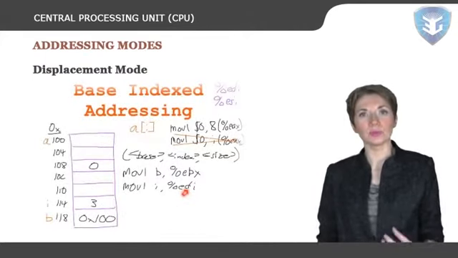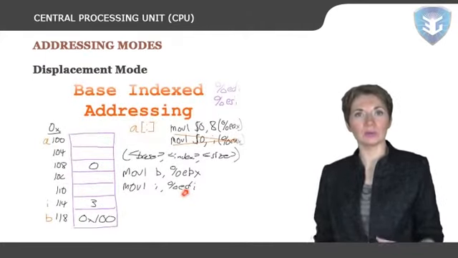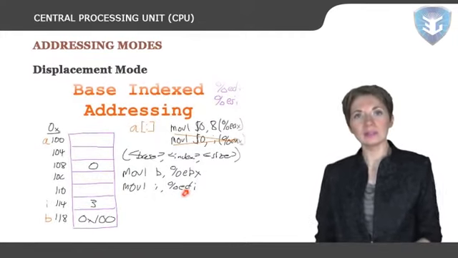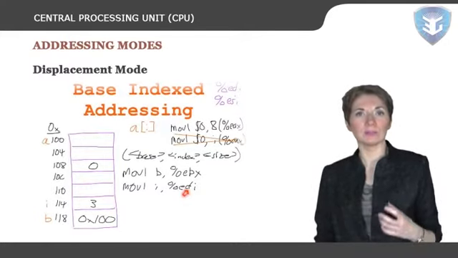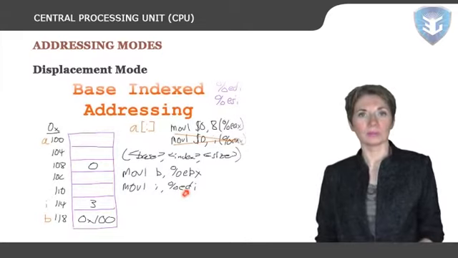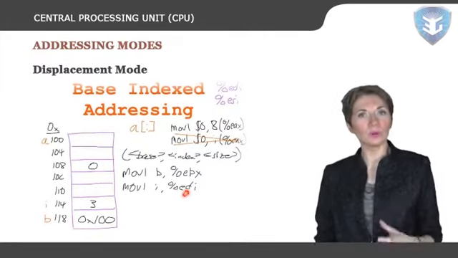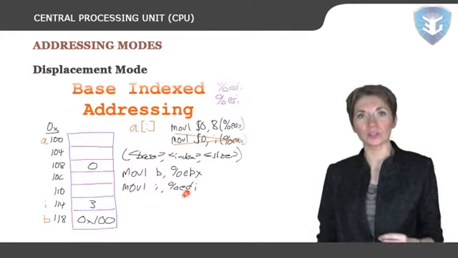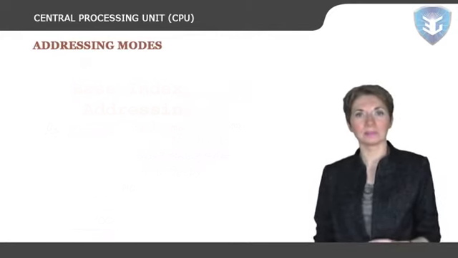The difference between index mode and displacement mode is in the number of bits used to represent the constant. When the constant is represented by a number of bits sufficient to access the memory, then one has index mode. Index mode is more appropriate for array accessing. Displacement mode is more appropriate for structure and record accessing.